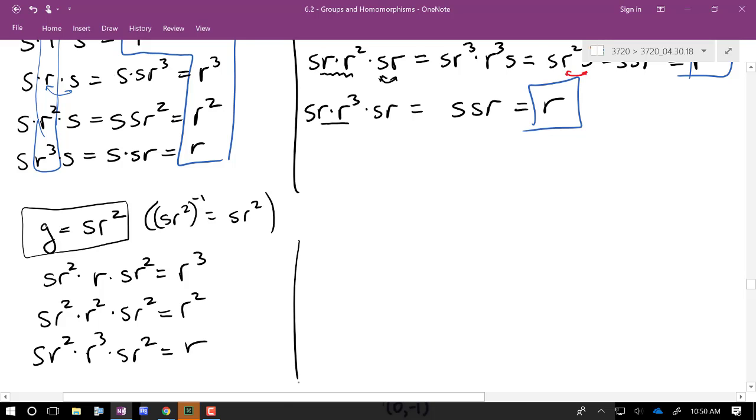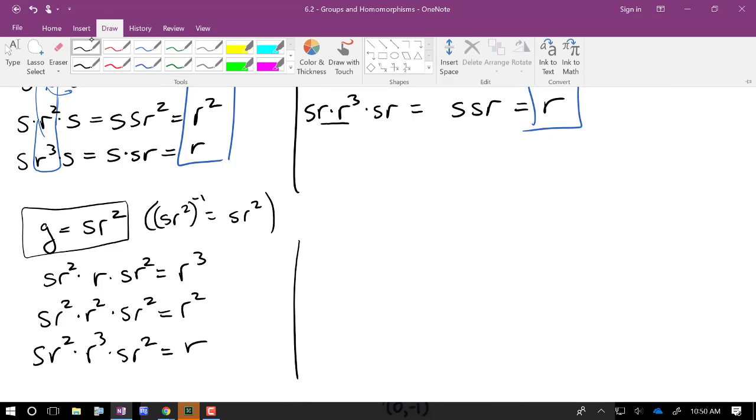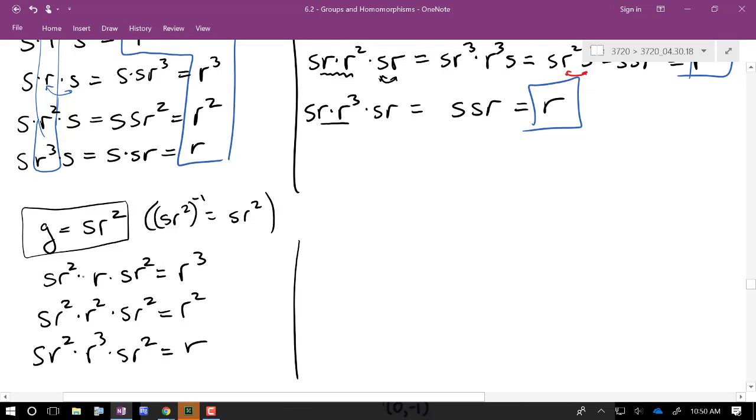So what's really important to notice is that while the operation is not commutative, when I conjugate R with SR squared, I don't just get R back. It sent R to a whole different element. And that happens often, but it did not send it outside the subgroup.